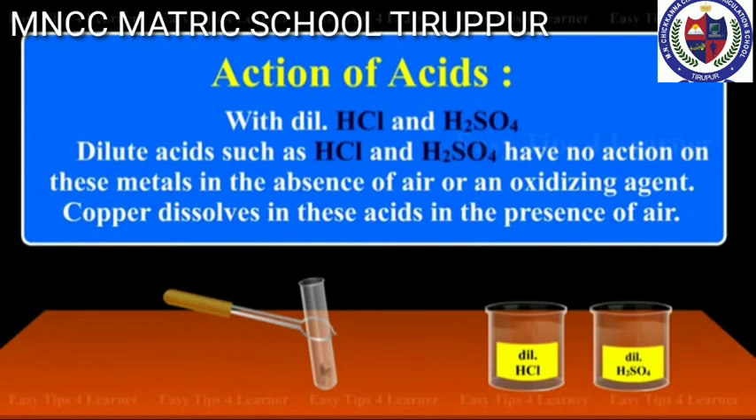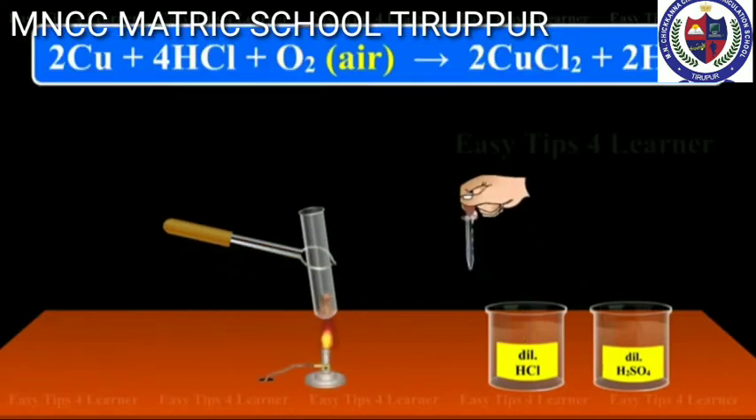Next chemical reaction, action of acid. Dilute acids such as hydrochloric acid and sulfuric acid have no action on these metals in the absence of air or an oxidizing agent. Copper dissolves in these acids in the presence of air. Copper reacts with dilute hydrochloric acid to form copper chloride, and copper reacts with sulfuric acid to form copper sulfate.